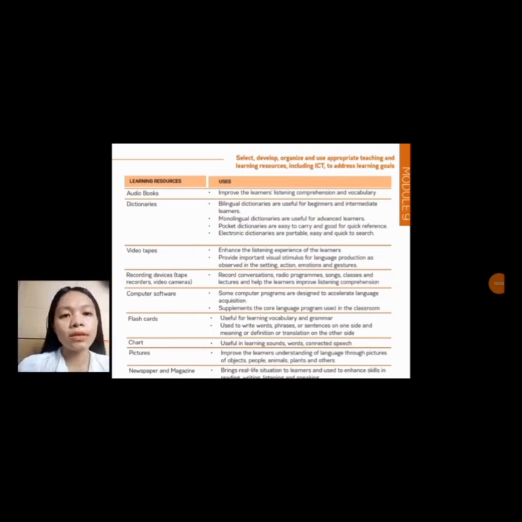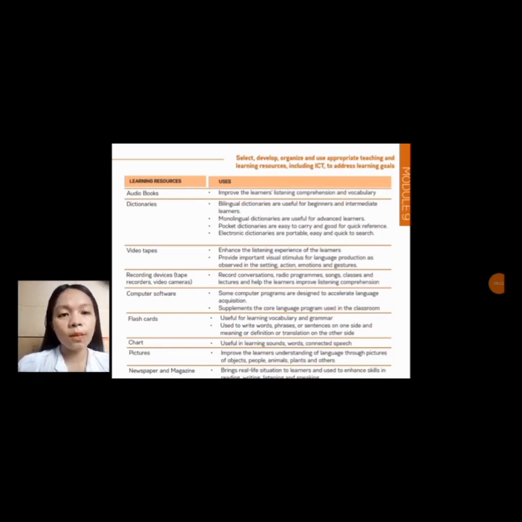So next is recording devices. Tape recorders, video cameras. Uses: record conversation, radio programs, songs, classes, and lectures, and help the learners improve listening comprehension. So recording devices help students to improve their listening comprehension and to know the different programs in the recording devices.